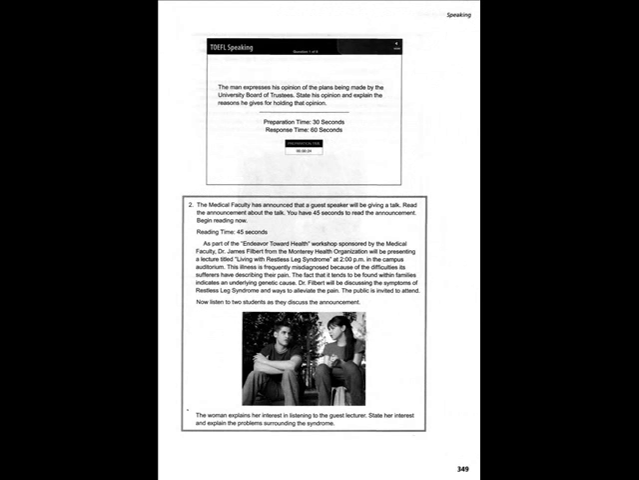2. The medical faculty has announced that a guest speaker will be giving a talk. Read the announcement about the talk. You have 45 seconds to read the announcement. Begin reading now. Now listen to two students as they discuss the announcement.